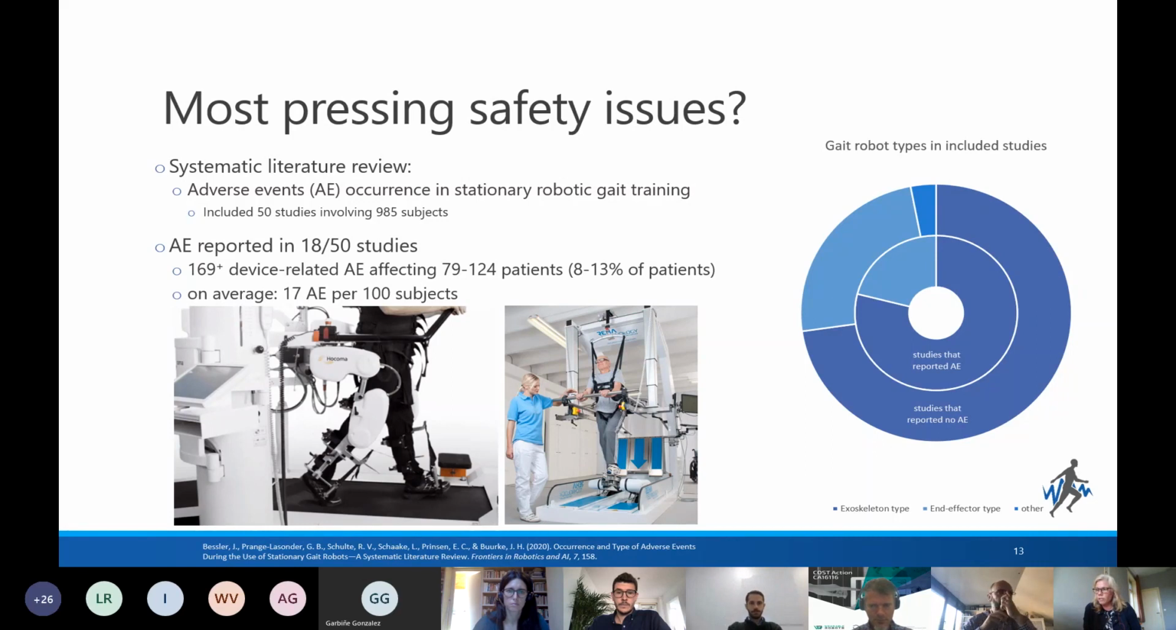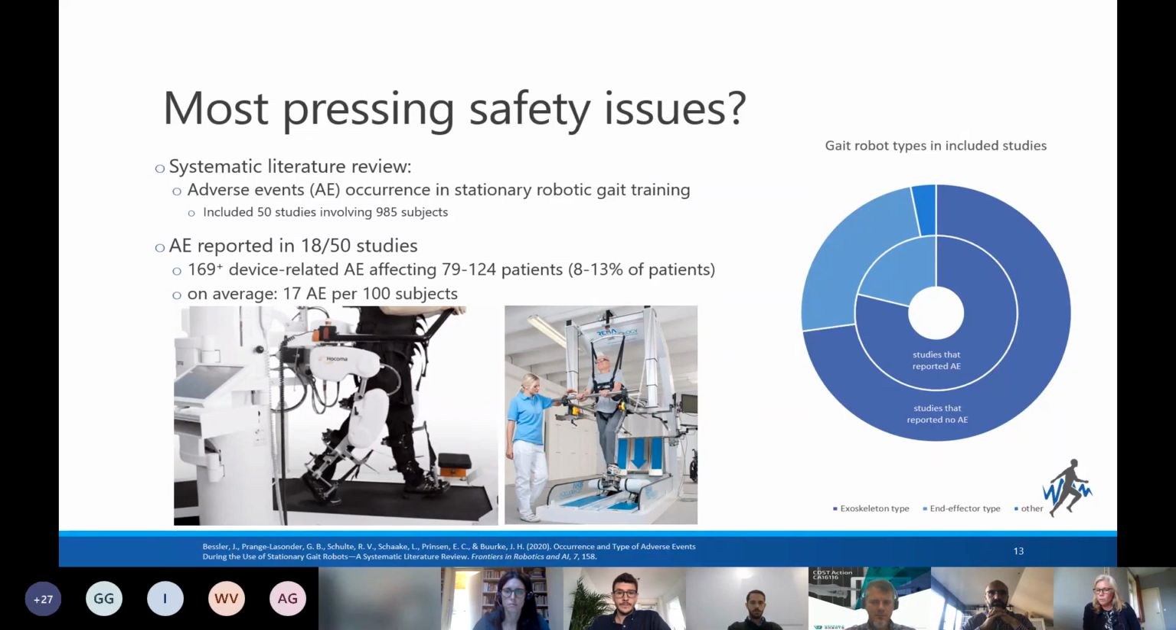And they affected between 79 and 124 patients. So that's 8 to 13% of the patients involved. And that averages to 17 adverse events per 100 subjects.